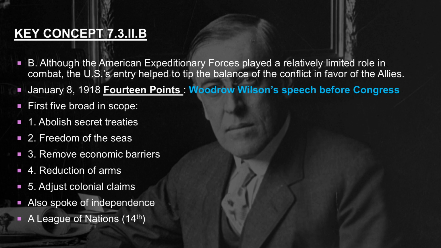Now, I don't have all 14 listed here. It's unimportant, but the first 5, very specific, are very broad in what he wants to do. He wants to abolish secret treaties. He saw those alliances that they had as one of the causes of war. We got to get rid of that. You can't have secret treaties anymore. Newsflash, he goes into a secret treaty with France after the war. I mean, just saying, you know. Freedom of the seas. Everyone should be able to trade. One of the things that Germany was mad about was that the British controlled so much of the oceans and restricted trade.